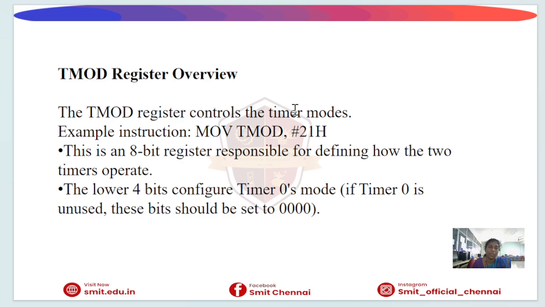The lower bits configure timer T0's mode. If timer T0 is unused, the bits should be set to 000. This configures timer 1 in mode 2 and timer 0 in mode 1.